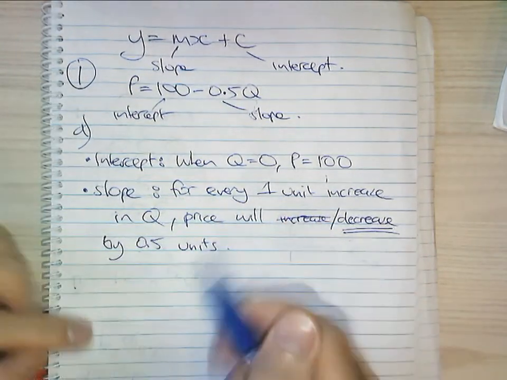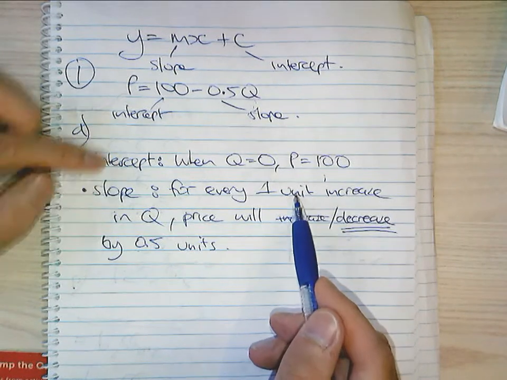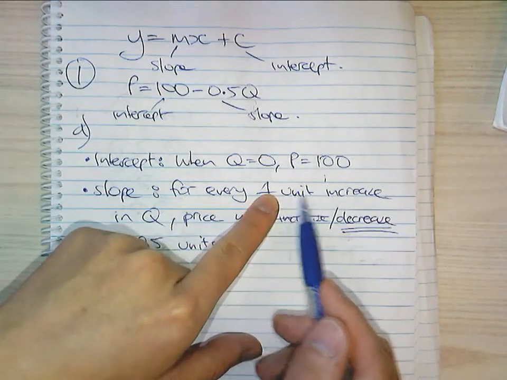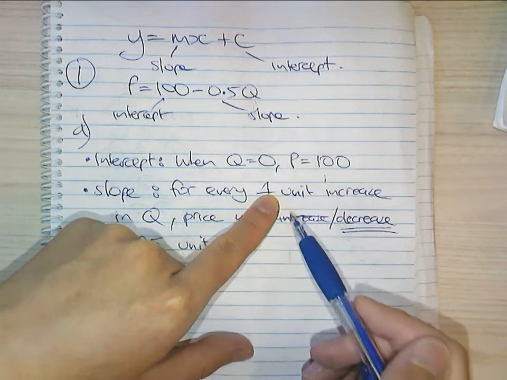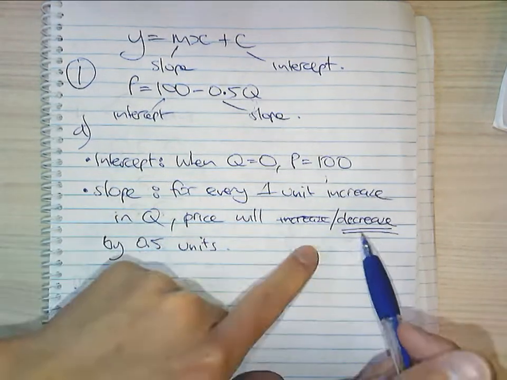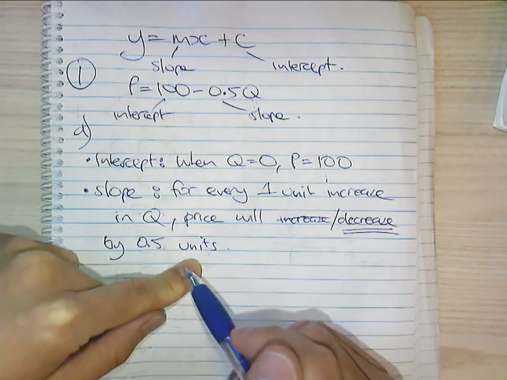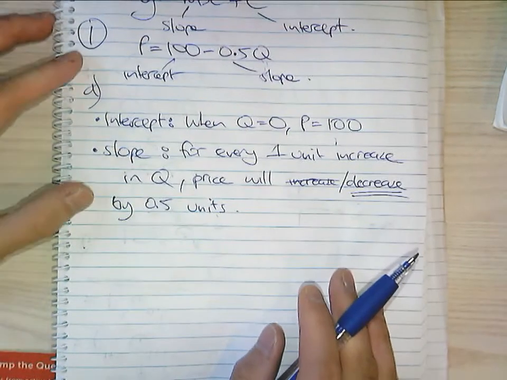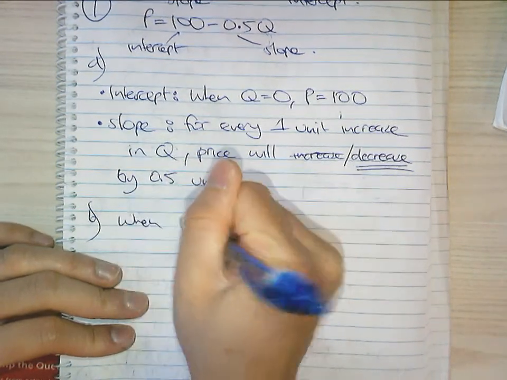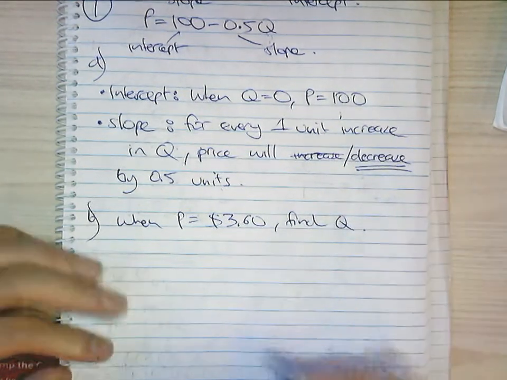units. Again this is just a very templatey version to use, but you can put a story here. Let's assume the unit of interest is dollars. So for every 1 unit increase in quantity, price will decrease by $0.5. But sometimes the units could be $1,000, could be more than that. We're not sure, so this is just a template version. Okay, that's part A done. Let's do part B. Part B says when P is equal to $3.60, find Q. Okay, so let's do that.